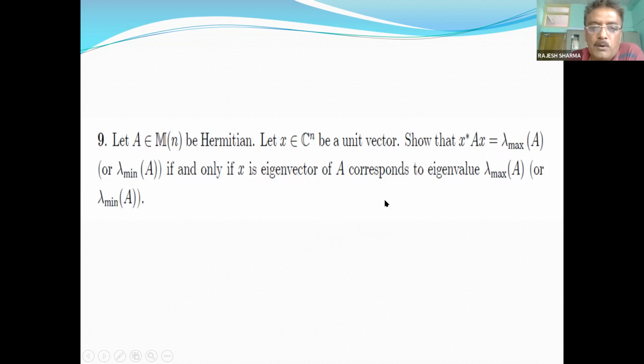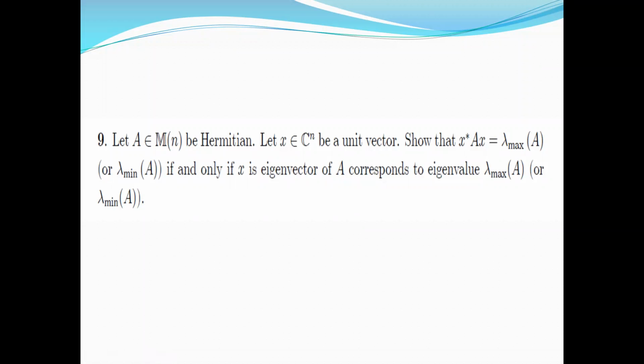Now, what about the converse? If X star AX equals the largest eigenvalue or smallest eigenvalue, then X is going to be an eigenvector. This is important. If X star AX is equal to the largest eigenvalue for some X, then X is going to be an eigenvector. Yes, anyone want to comment on the converse part?